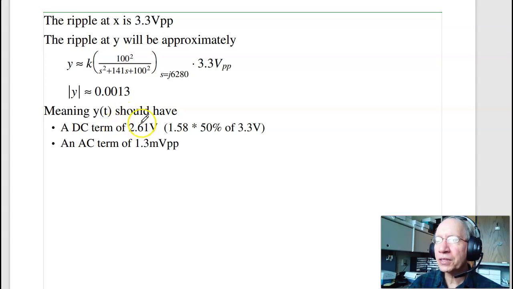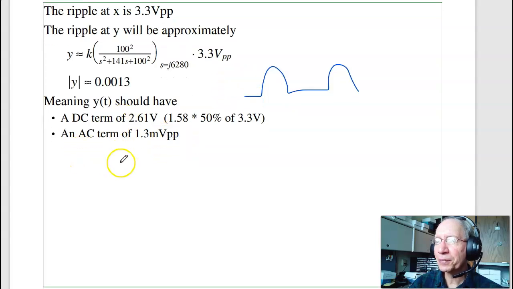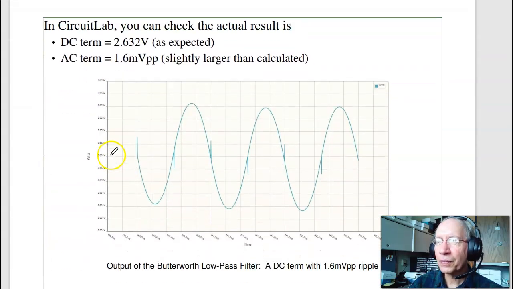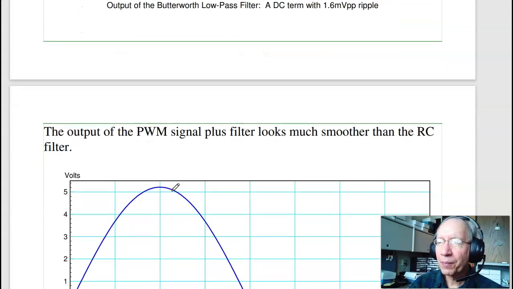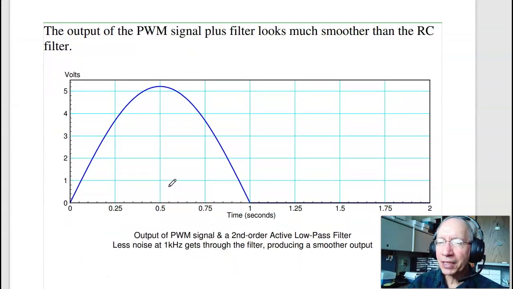So now when I do this, I should have my half-rectified sine wave with a little bit of noise on it. The noise will be about 1.3 millivolts peak to peak on top of it. I can check that in CircuitLab, and it pretty much matches up. CircuitLab says it'll be 1.6 millivolts peak to peak. Yeah, not bad. If I try it in hardware, that's what I get.